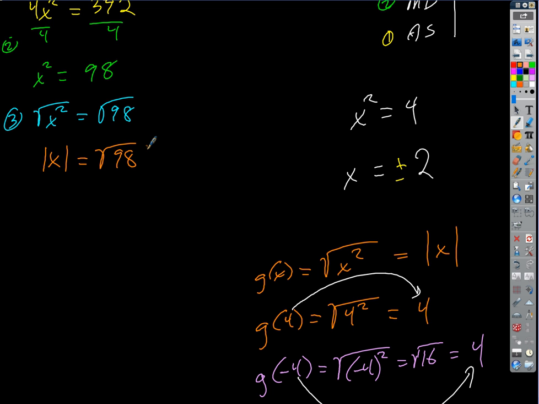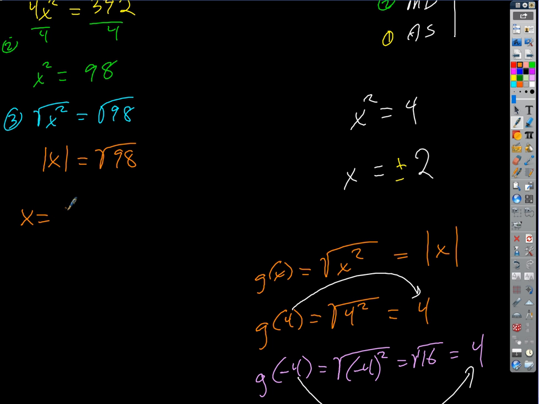X, positive or negative, right? That's our pattern, isn't it? If an isolated square root is equal to a number, then whatever's inside the square root either equals the number or its opposite, right? That's section 3.1, you got some practice on that. Well, now we're putting it to use.